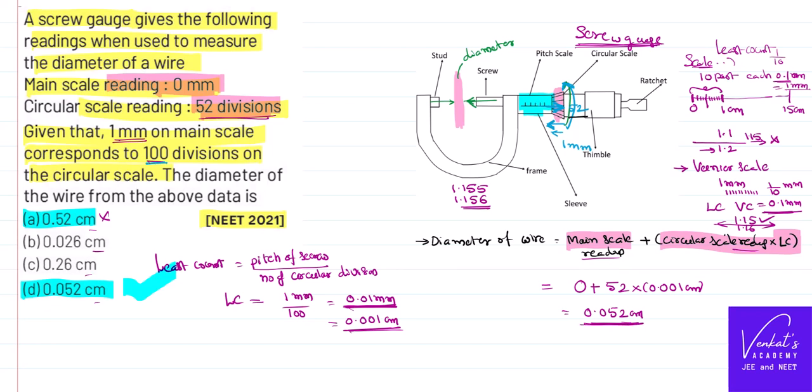So to measure the readings in a screw gauge, there are two scales. One is called the pitch scale or main scale. The other one is a circular scale. And the effect of the circular scale is measured this way: circular scale reading multiplied by least count. That's how we solve the problem.